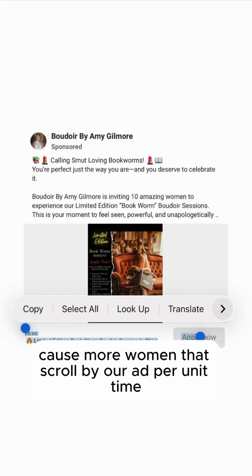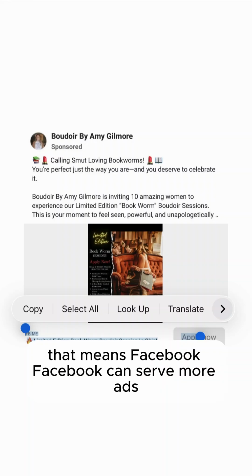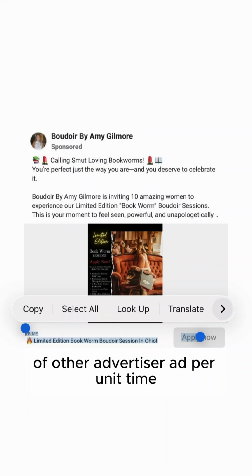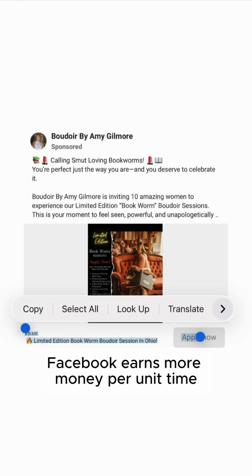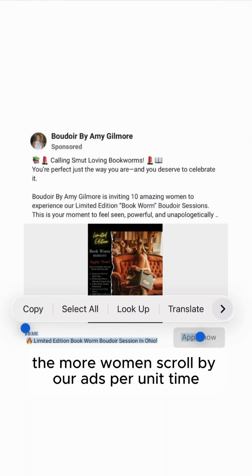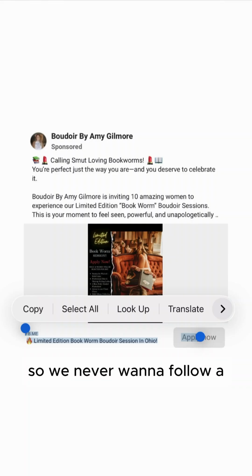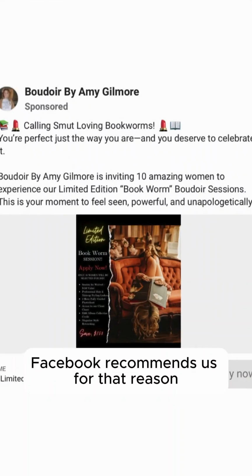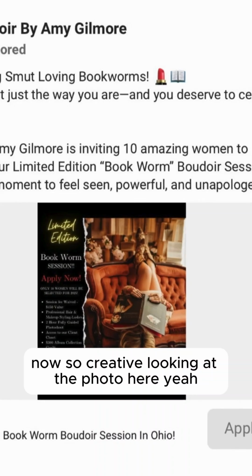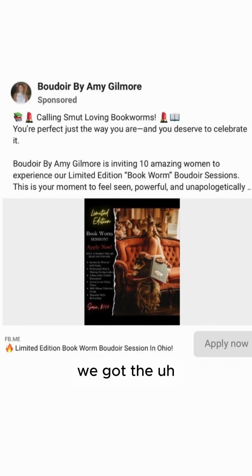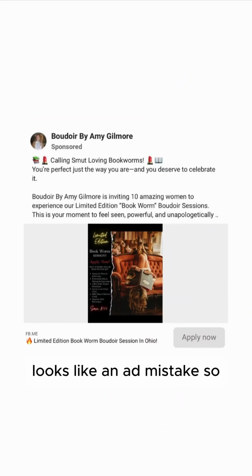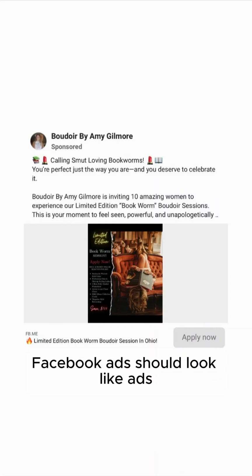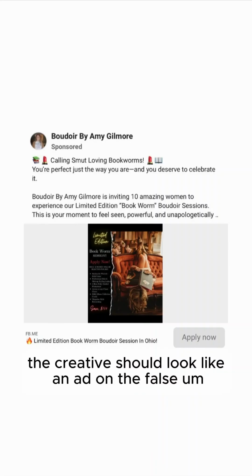Now, Facebook loves this because the more women that scroll by our ad per unit time, that means Facebook can serve more impressions of other advertisers' ads per unit time. Facebook earns more money per unit time, the more women scroll by our ads per unit time. So we never want to follow what Facebook recommends for that reason. Now, looking at the creative, the photo here, yeah, it looks like an ad. The false belief that caused us to make this mistake is that we believe that Boudoir Facebook ads should look like ads. The creative should look like an ad.